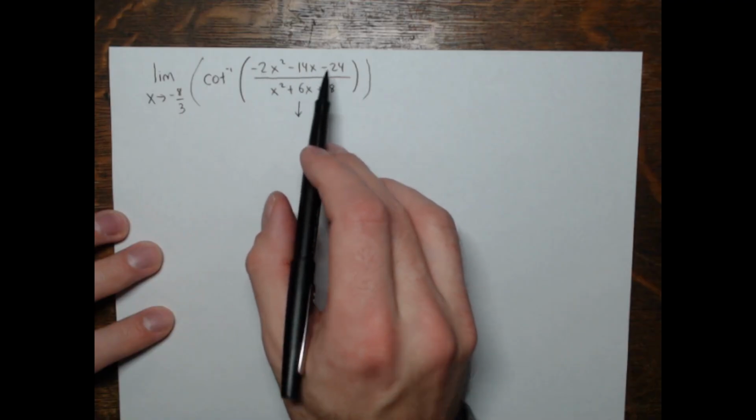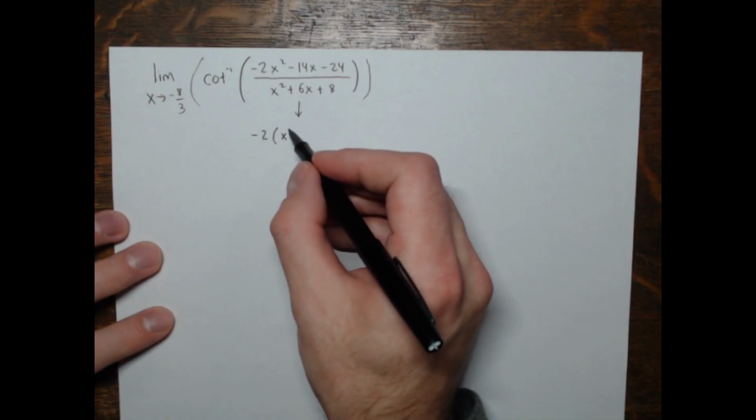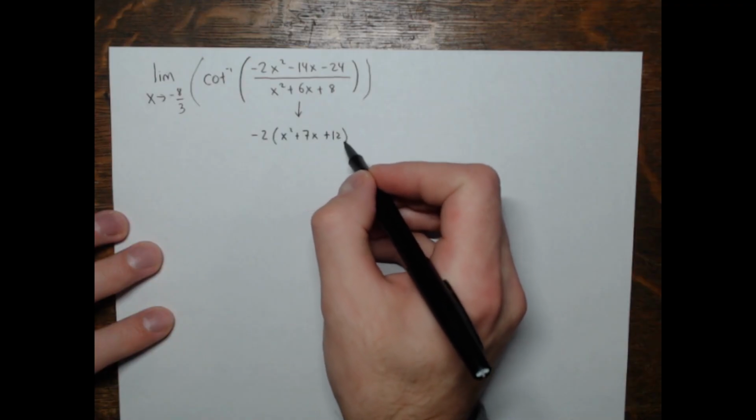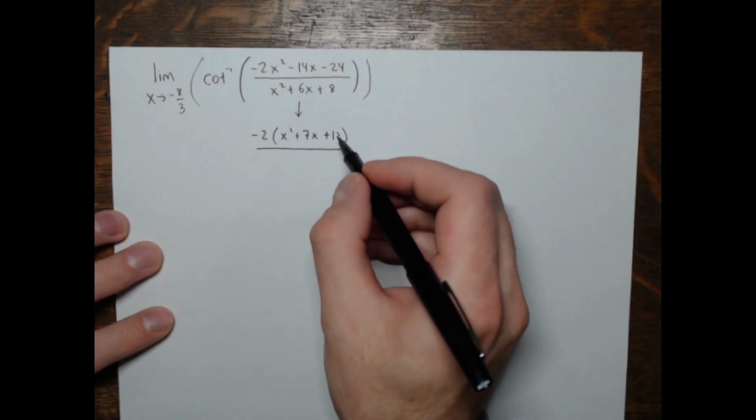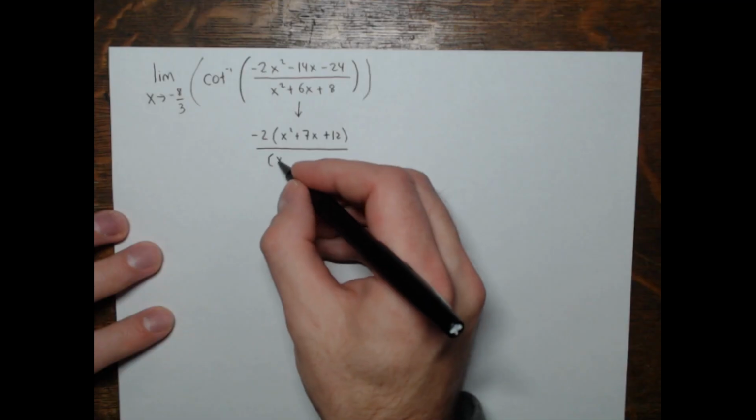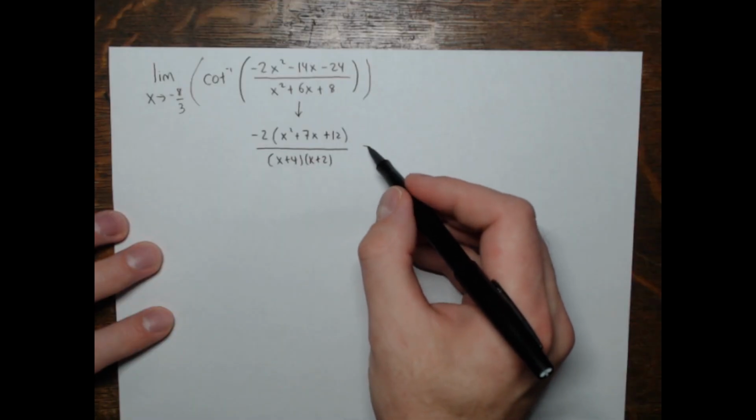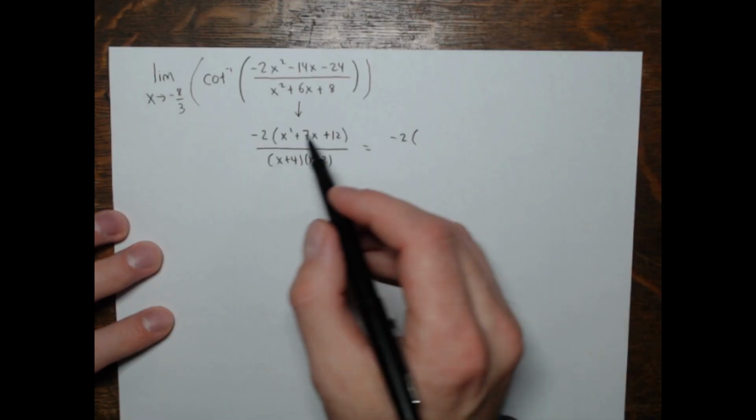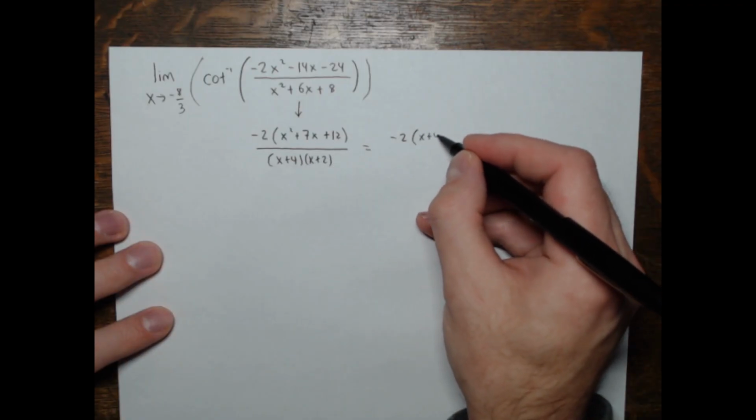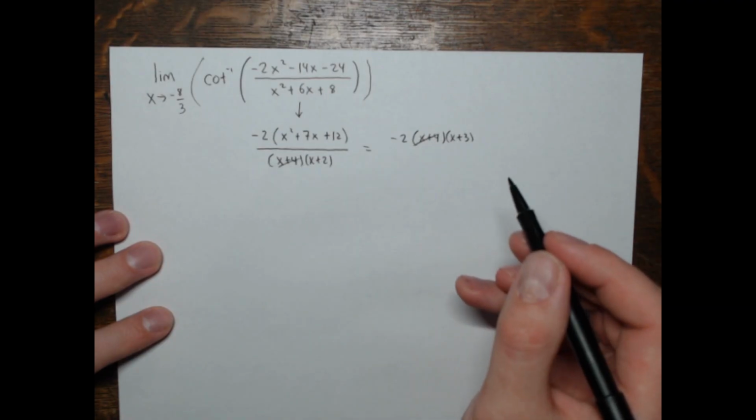Now, from the numerator, I can factor out a -2, and then we'd have x squared plus 7x plus 12. Yeah, there is some simplification that we can do. And x squared plus 6x plus 8 is x plus 4 times x plus 2. And this numerator, x squared plus 7x plus 12 factors to x plus 4 times x plus 3. Okay, so the x plus 4s would cancel.